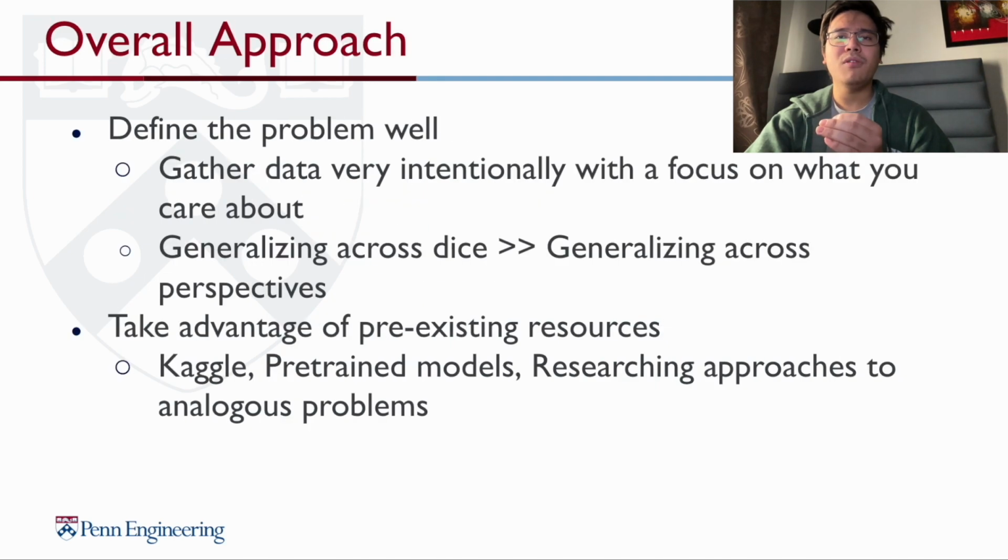Overall, I think the 2 most helpful principles that helped me during the project were defining the problem really well and taking advantage of pre-existing resources. Thinking about the end user, the problem of bad perspectives can be fixed just by moving the camera, but the problem of not having good enough dice is not something that you can solve. So it's important to focus on the needs of the end user here.